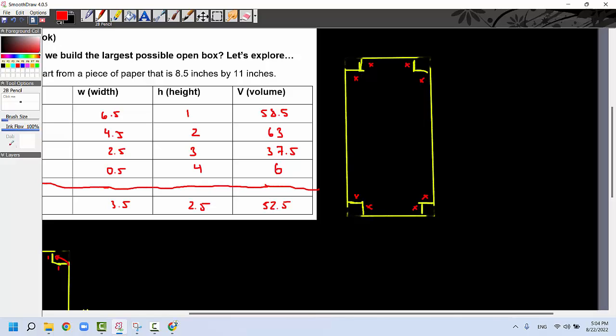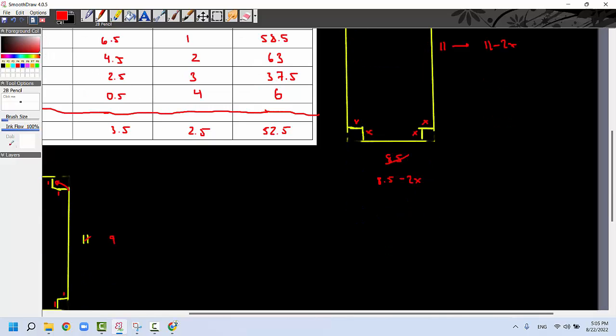So from here, that 8.5 that we used to know as 8.5 is really 8.5 minus 2x. Same thing with this 11. It's actually 11 minus 2x, right? Because I'm cutting out 2 x's from either side. And so what that does is it creates a volume formula of 8.5 minus 2x times 11 minus 2x times the x, which is the height of this piece of paper.